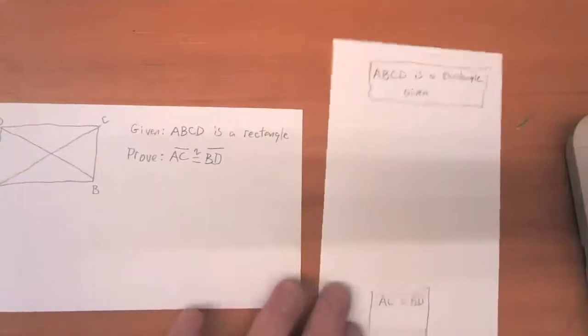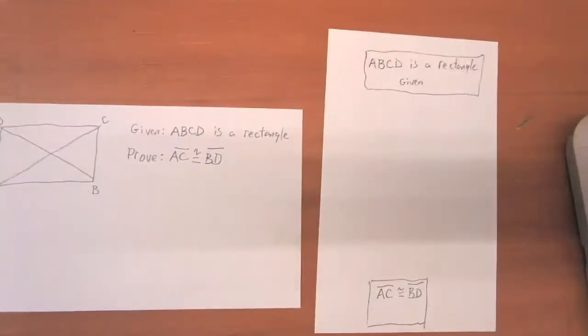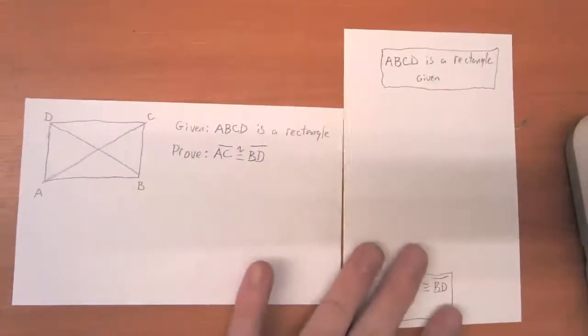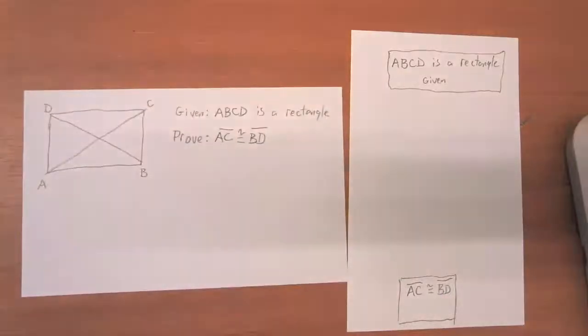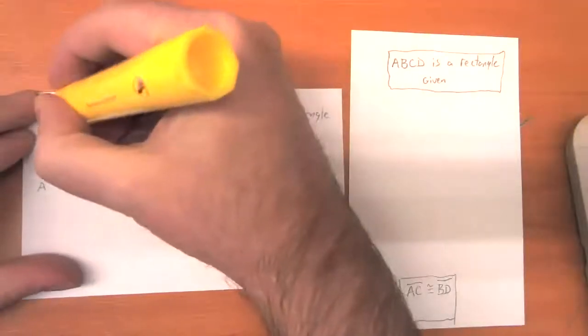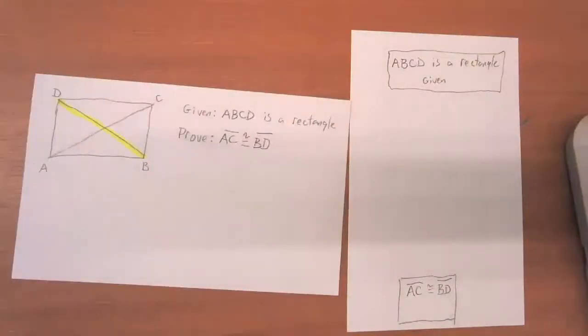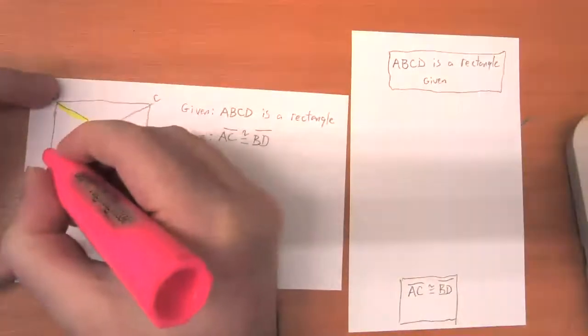So I've got my flowchart proof set up here. I know that I'm given that we have a rectangle, and there's a whole lot of facts that come out of that. I don't know what's going to be important yet, though. But I know that my goal is to prove that AC is congruent to BD. So let me highlight those in different colors in my diagram, and that might help me to think about how I can prove that these 2 things are congruent.